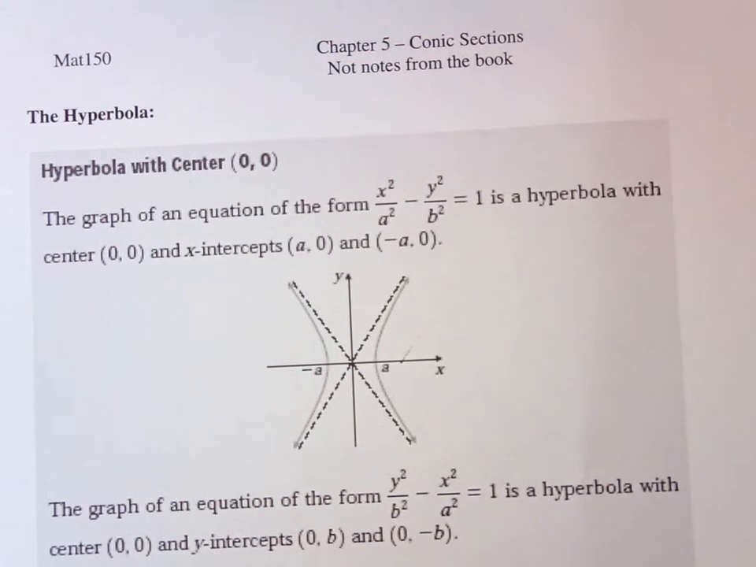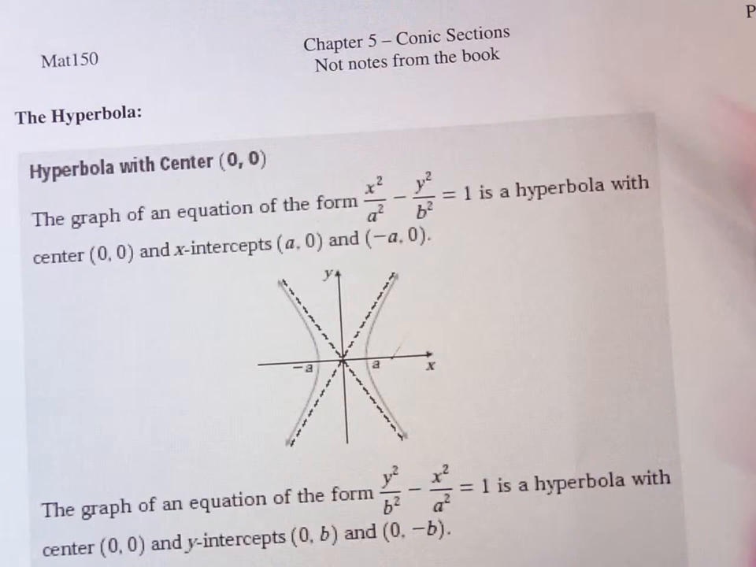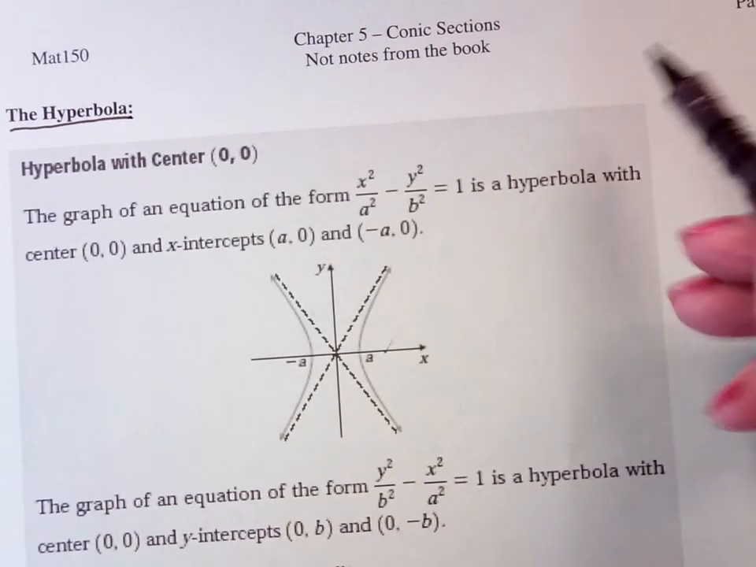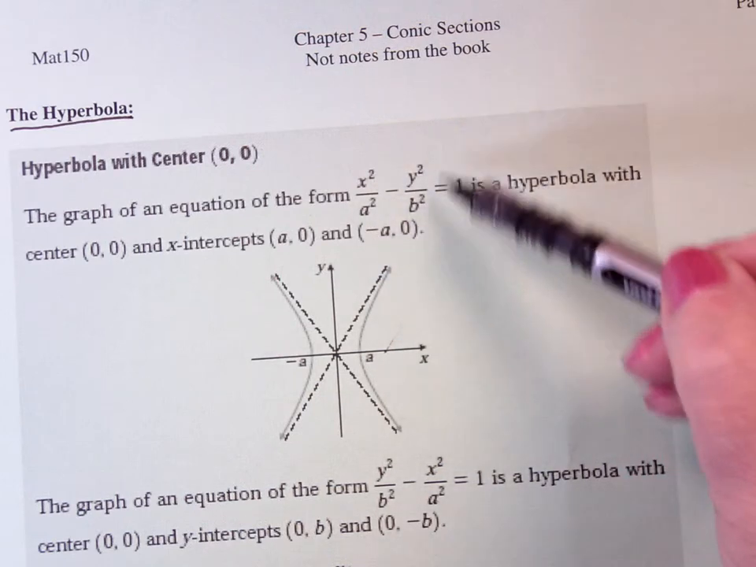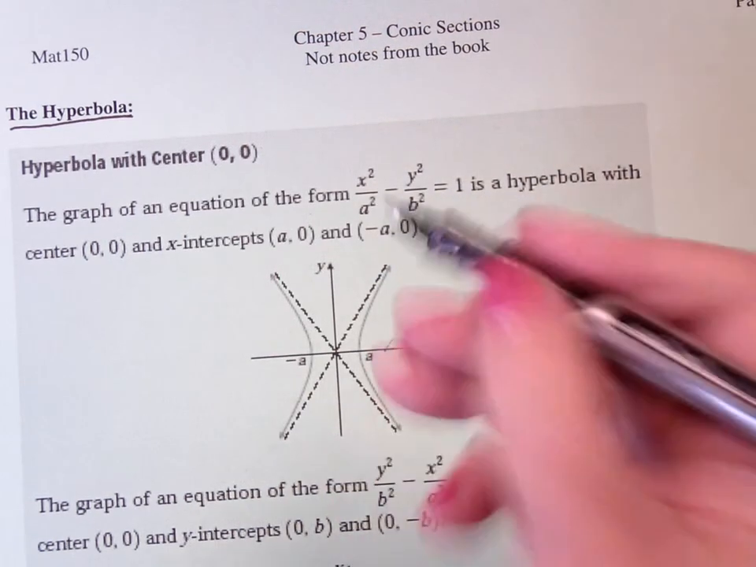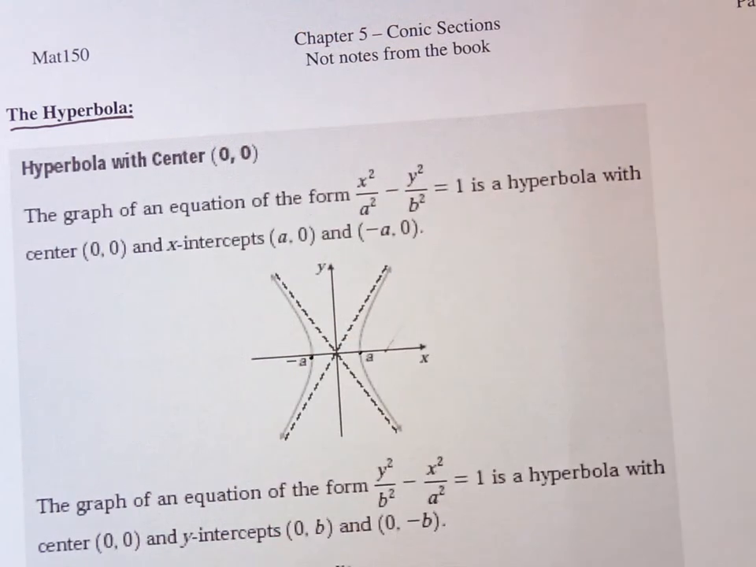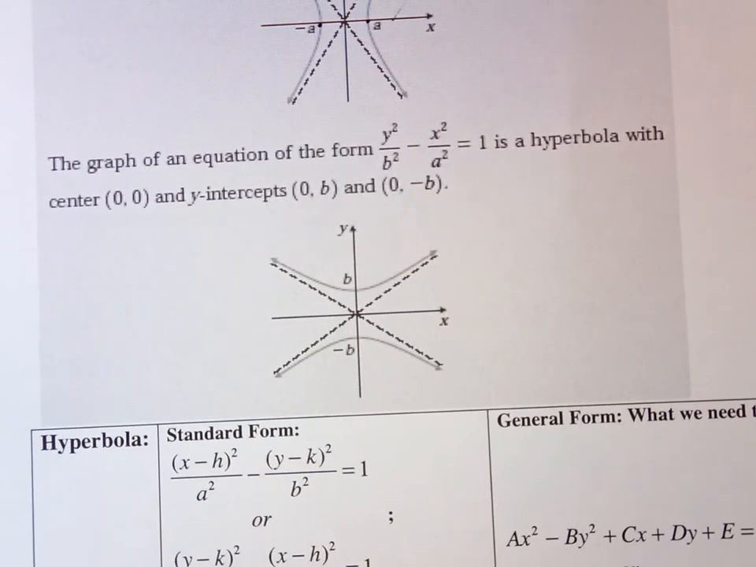So here we go. The last of the conic sections is the hyperbola. The general form of the hyperbola is x squared over a squared minus y squared over b squared equals 1. Notice that this one cuts the x-axis. And the other one is y squared over b squared minus x squared over a squared equals 1.